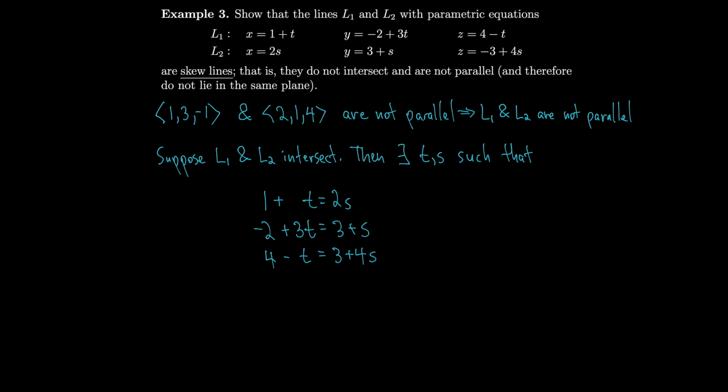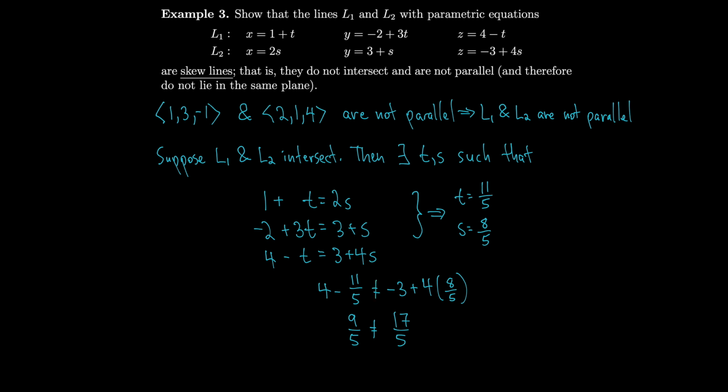So if we solve the system with the top 2 equations, then we get that t equals 11 over 5 and s equals 8 over 5. So let's plug that into the bottom equation. Instead of 4 minus t, 4 minus 11 over 5. And that should equal negative 3 plus 4 times 8 over 5. So on the left we get 9 over 5. And on the right we get 17 over 5, which are not equal. So these guys are not equal.